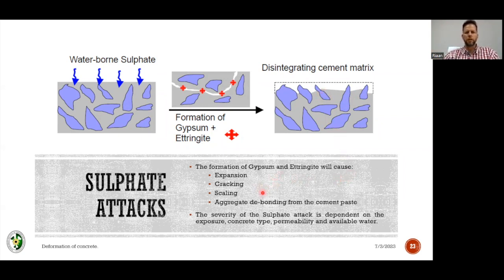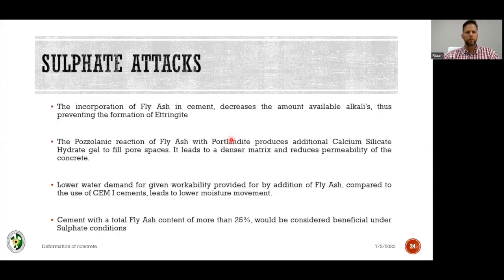So this forms expansion, cracking, scaling, aggregate debonding from your cement paste. The severity of the sulfate attack is dependent on the exposure, concrete type, permeability, and availability of water. In order to mitigate, the incorporation of fly ash in the cement decreases the amount of available alkalis, thus preventing the formation of ettringite. So if you have fly ash in there, you can assist in mitigating that problem.